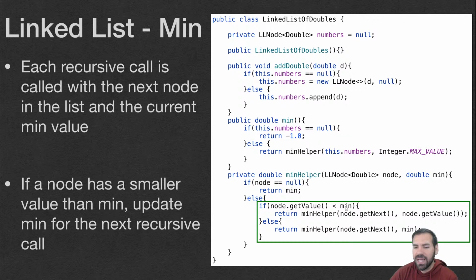If this node's value is not less than min, we're going to keep the old min. We're going to make the same recursive call, but with the old min, because we didn't find a new minimum value. And then return whatever those recursive calls return.